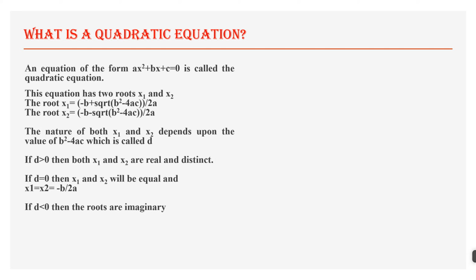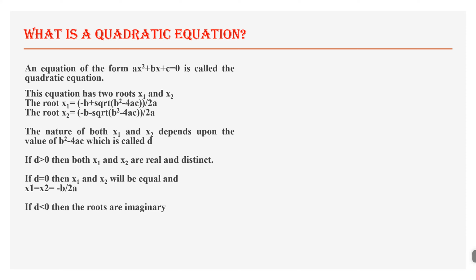The root x1 is minus b plus square root of b square minus 4ac divided by 2a, and root x2 is equal to minus b minus square root of b square minus 4ac divided by 2a. This is a normal mathematical formula to find out the roots of the quadratic equation. So here there are two roots x1 and x2.